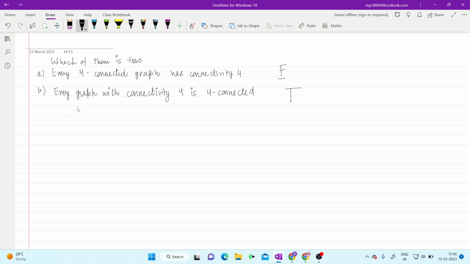You are right. If you consider case 6, you see that this graph is 4 connected but has connectivity 5. This we have discussed previously, that for K_n the connectivity is n minus 1.